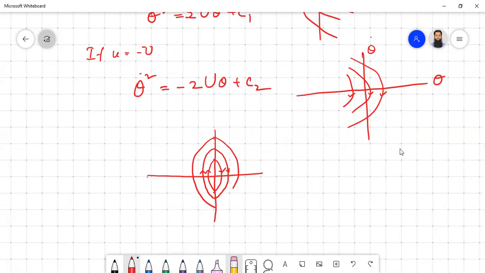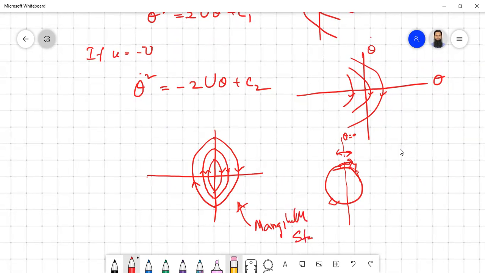The system will start oscillating once your theta value is changed from 0. That is your reference value for theta, so theta equal to 0. Once there is a slight movement of your antenna, it will always start vibrating around this point. So this is your phase portrait of a simple satellite system, and we can say that the system is marginally stable. Why marginally stable? Because you have oscillations neither increasing nor decreasing.